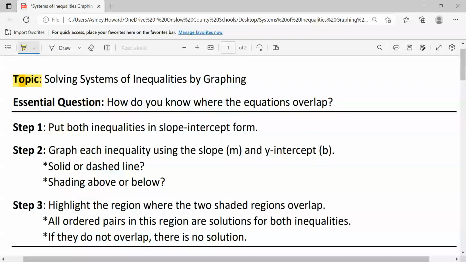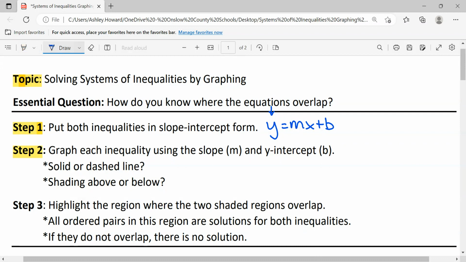So our first step when we're going to be graphing our linear inequalities is to make sure that we have both of them in slope-intercept form. So remember, that's going to be the y equals mx plus b format. If it's not in slope-intercept form, our main goal is to get that y by itself. So we're going to do the opposite operations and get the y isolated by itself. After we get it into slope-intercept form, we're going to use the slope and y-intercept to graph both of those inequalities. And our two decisions are whether it's a solid or a dashed line.